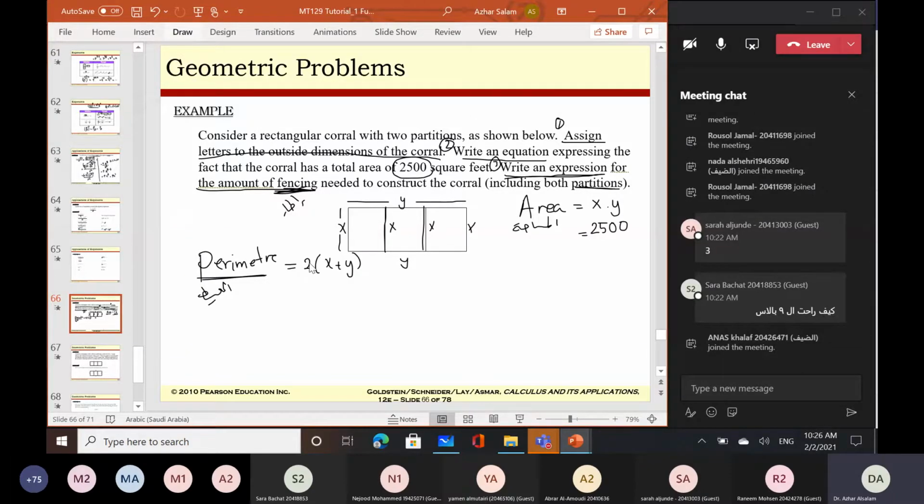The perimeter here will be y plus y, which is the length here, y plus y, plus x plus x plus x plus x, x four times. So x plus x plus x plus x. It will be 2y plus 4x. This will be the perimeter or the needed fencing.